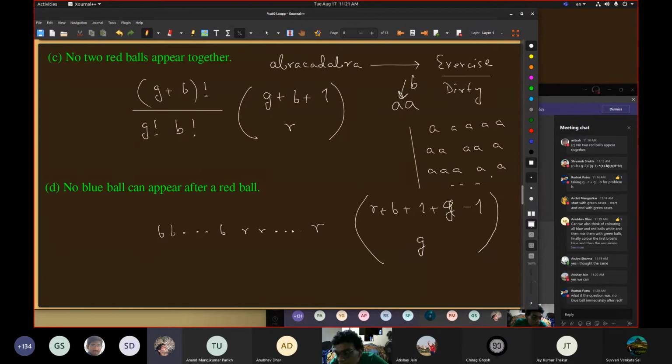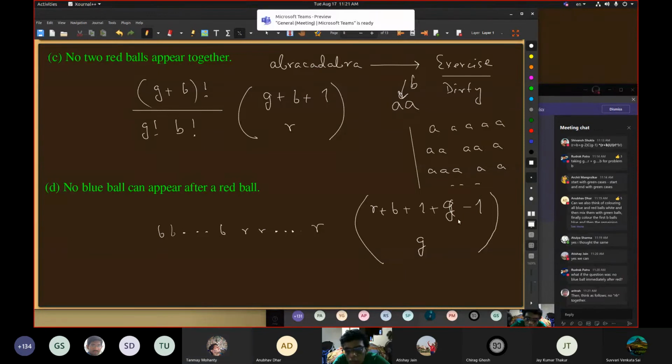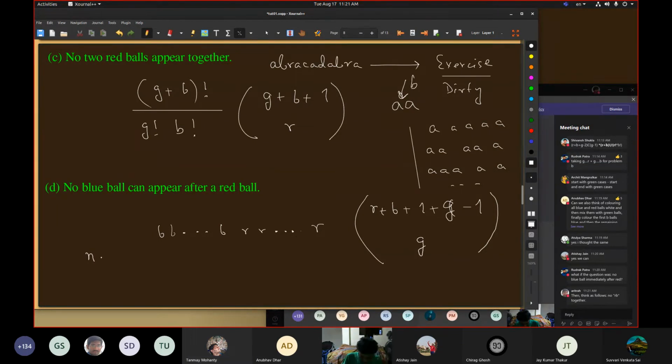Sir, why is there a minus 1? Do you remember that formula? N elements, you have to choose R with repetition: N plus R minus 1, choose R. So that is the formula, right? Okay, sir, so this is the N in our case and this is our R. This formula I have just used.